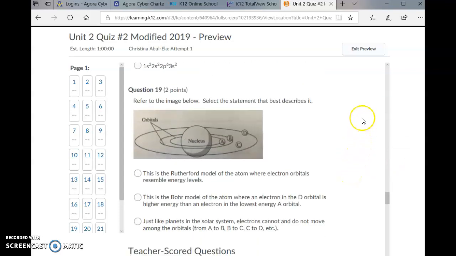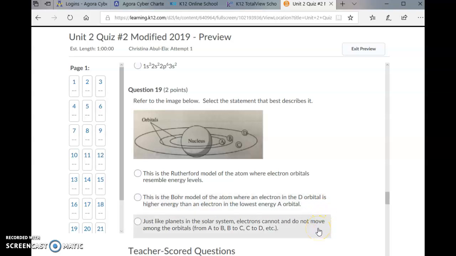Question 19. Refer to the image below. Select the statement that best describes it. This is the Rutherford model of the atom, where electron orbitals resemble energy levels. This is the Bohr model of the atom, where an electron in the d orbital is higher energy than an electron in the lowest energy a orbital.